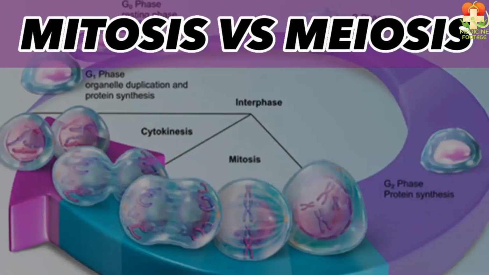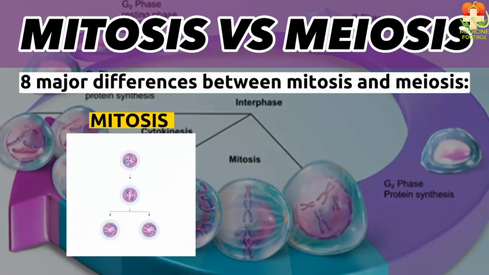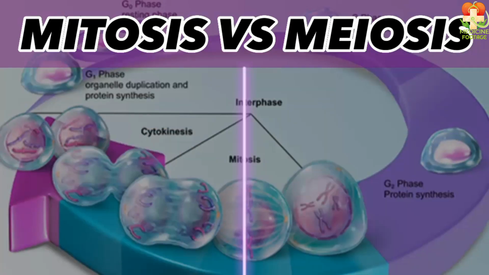Today, I'm going to share the 8 major differences between mitosis and meiosis. Before diving into the differences, let me explain that cells divide in two ways: 1. Mitosis. 2. Meiosis. These are the two main types of cell division. Now let's break down the key differences between them.